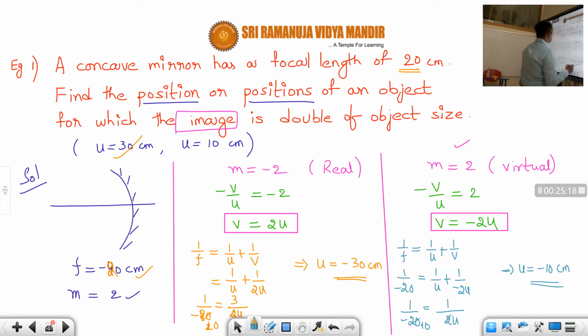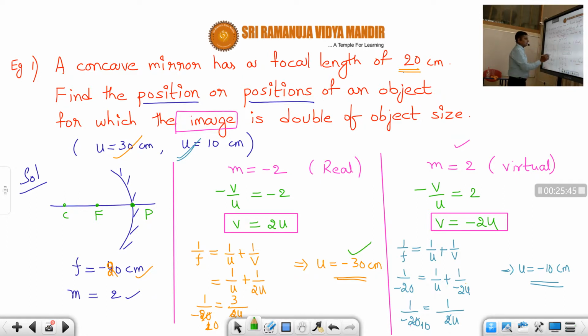Therefore, you will get two answers, students. One is 30, one is 10. The minus indicates towards the left side only. So you can see clearly when you place this, what is the focal length of this, students? 20 centimeters. So if you see carefully, if this is the pole and this is the focus and this is the center of curvature, now you see, students, the first answer, how much did we get?